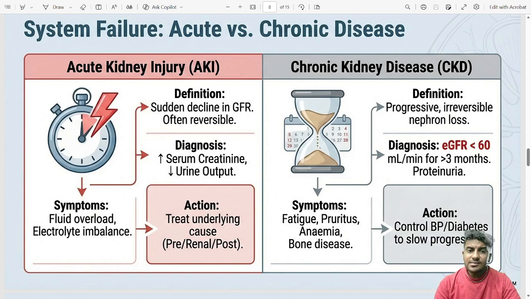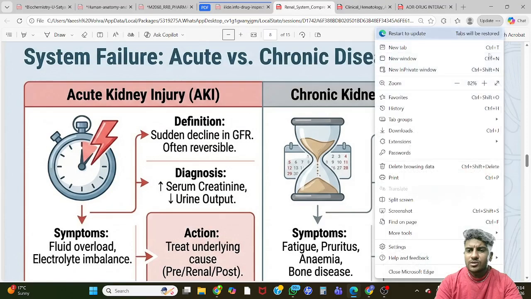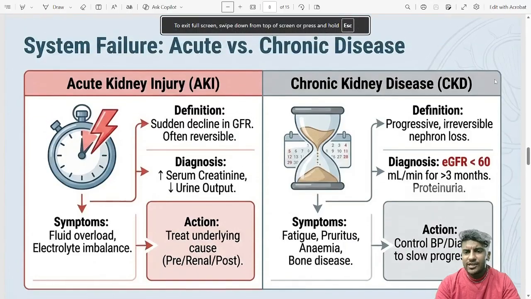Right? So kidneys are, and you know, many times when your renal and your hepatic system are not functioning well, dose needs to be tapered down. We taper down the dose, we decrease the dose because kidney se hi toh main elimination hota hai, right?